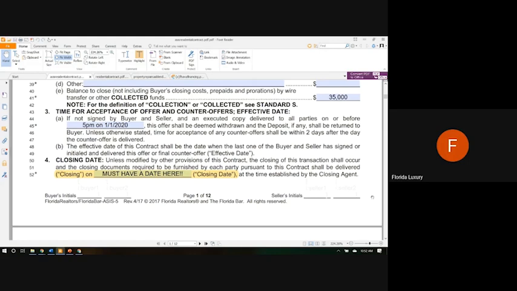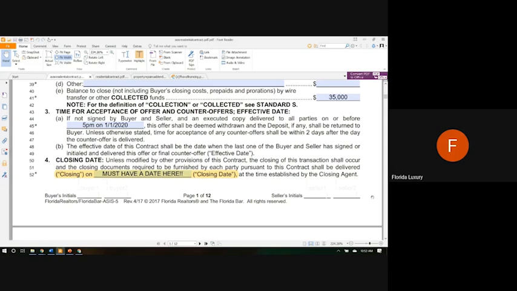Because technically our offer has expired. Closing date. You must have a closing date on your contract. A lot of times they're like, well, it's contingent on the sale of the buyer's property, so we don't know exactly what the closing date will be. Well, it's got to have something.